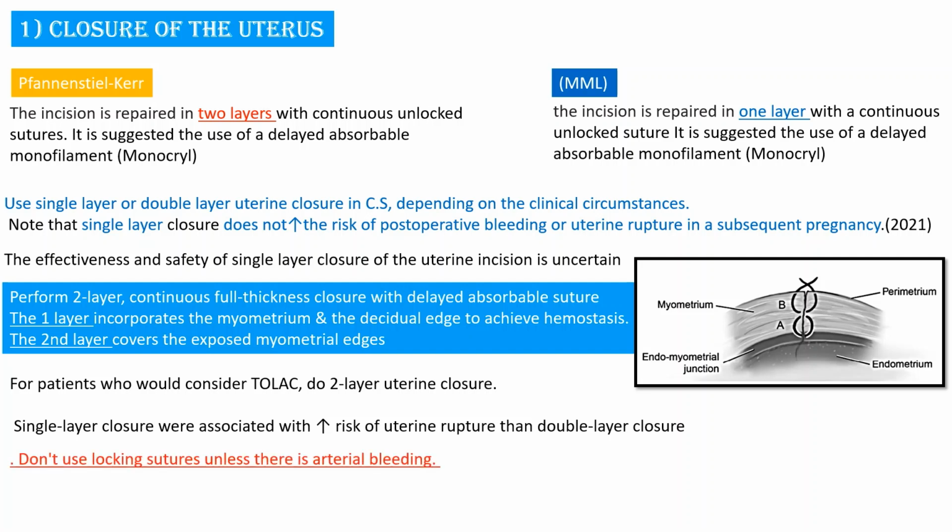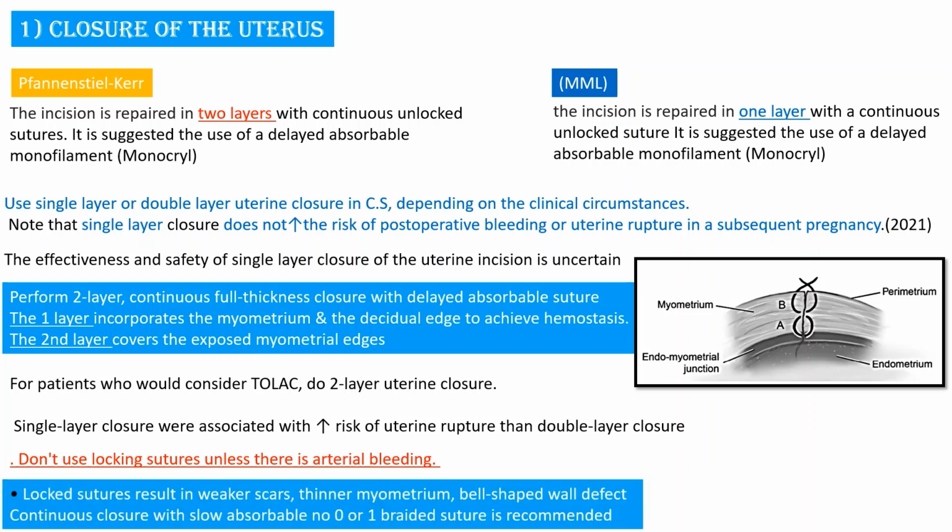Don't use locking suture unless there is arterial bleeding. Locked suture results in weaker scars, thinner myometrium, and bell-shaped wall defect. Continuous closure with slowly absorbable number 0 or 1 braided suture is recommended.